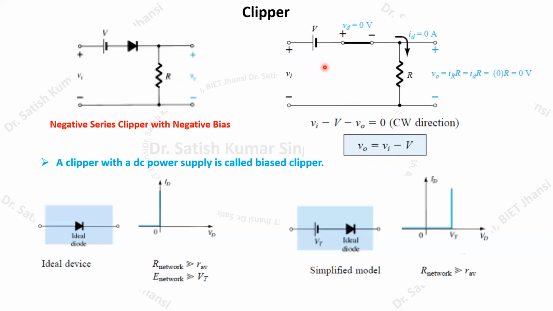Okay, if you consider it to be a practical diode, obviously you will be getting one more term. This VD will not be 0, but it will be something like 0.7 volt or 0.3 volt, depending on the type of material used for making the diode. So that time you will be getting minus 0.7 over here. Okay, so this way we can also solve our circuit.